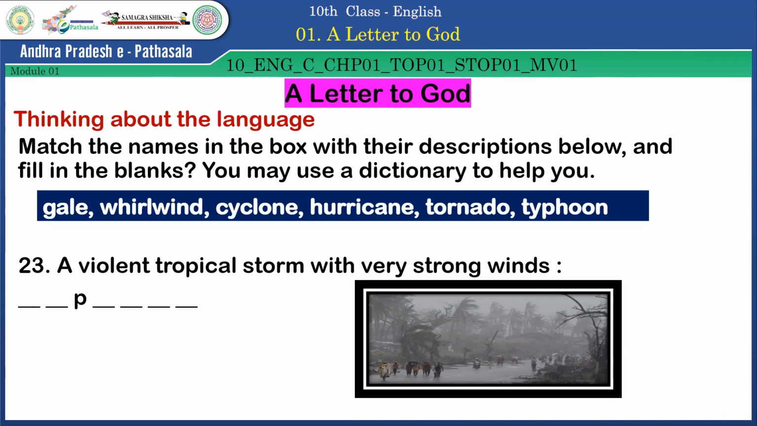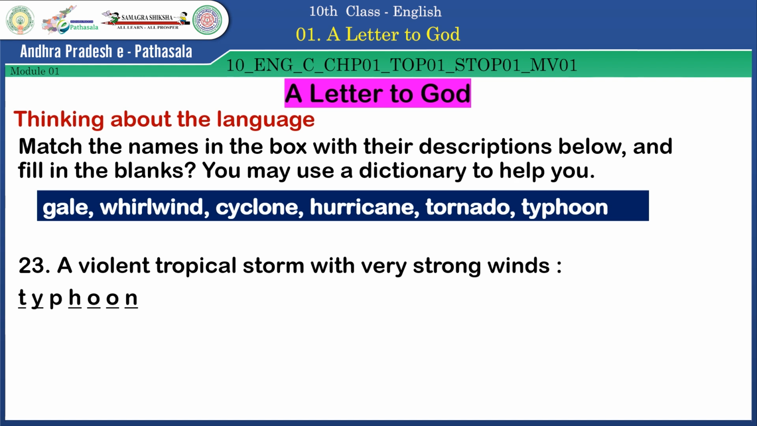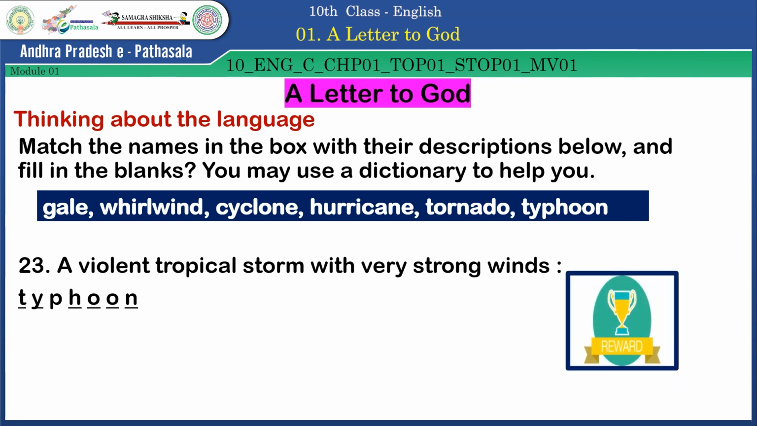Next question. A violent tropical storm with very strong winds. What do we call it? You can use the dictionary also. Yes, the right answer is typhoon. A violent tropical storm with very strong winds. Typhoon. Here is a cup for you.